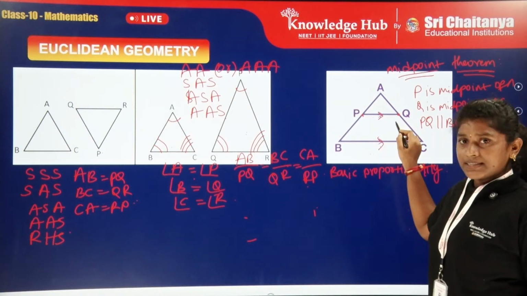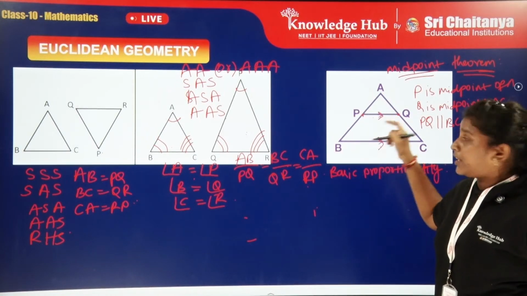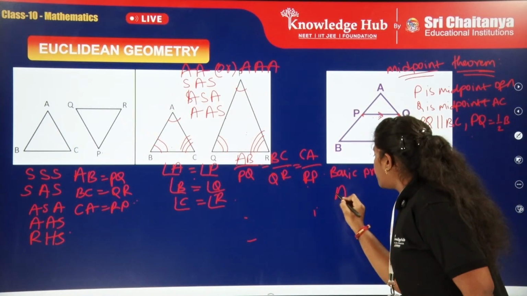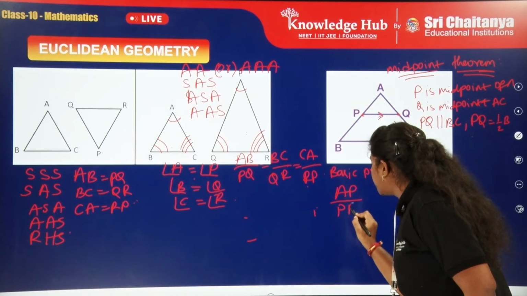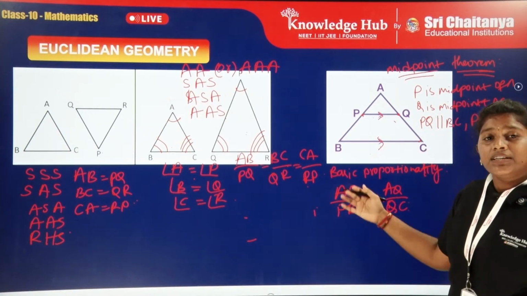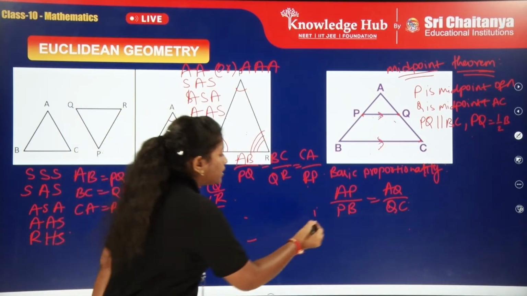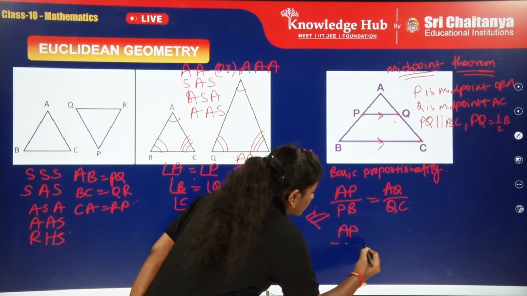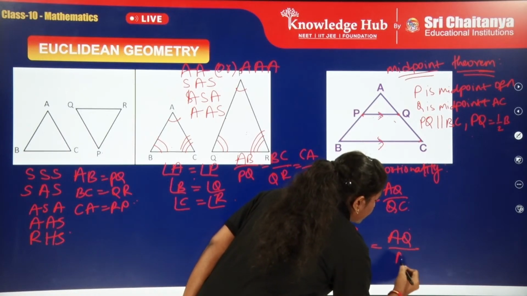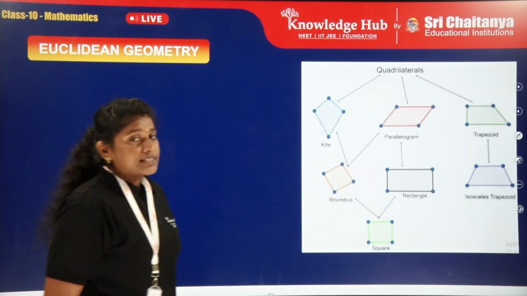Okay, now coming to the basic proportionality theorem. I have my PQ the same. P will divide AB into two parts, AP and BP, and Q will divide AC into two parts, AQ and QC. Now the parts will be in proportion, that means you will get AP by PB equals AQ by QC. You can rearrange these terms and get different forms of the basic proportionality theorem. These can be written as AP by the complete side AB equals AQ by the complete side AC. Understood?